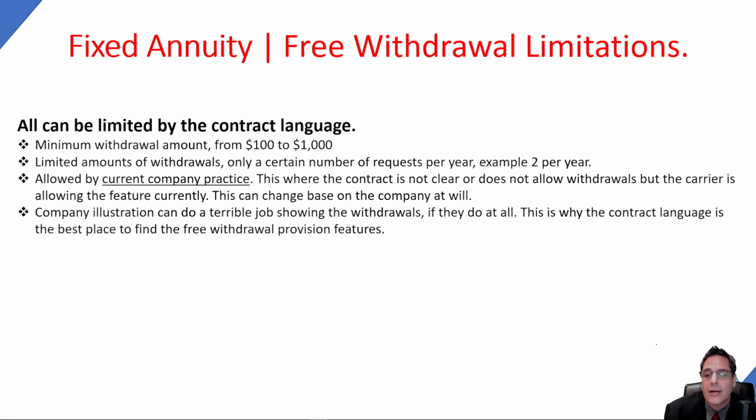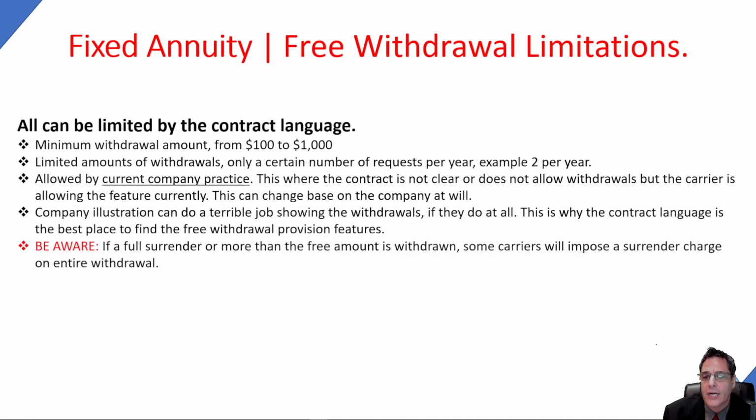And this is why the contract language is the best place to find the free withdrawal provision features, because you could show it on the illustration, but it might still trigger a surrender charge, and you don't want to trigger a surrender charge. So you want to make sure you look at the contract for all those features to make sure you know what you're getting. And if you're buying a contract and you want to know, there are specimen or sample contracts you can look at that will explain this. Sometimes the brochures are pretty good at that too.